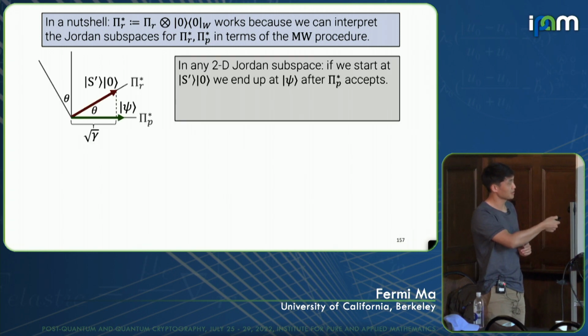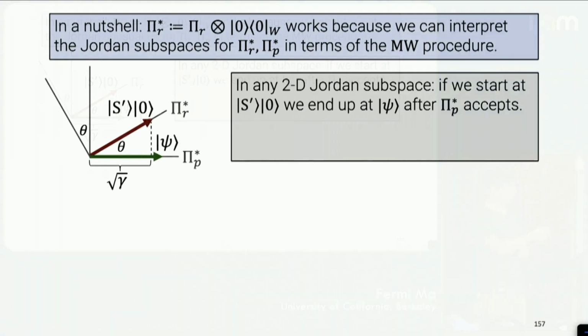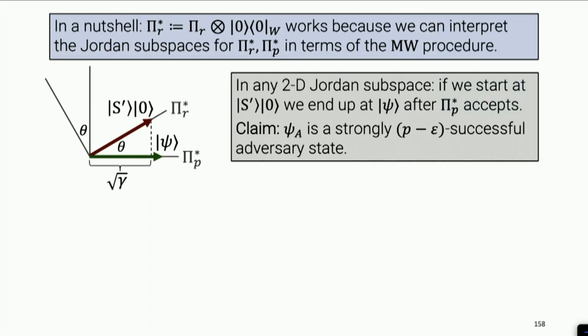And when you look at the Jordan subspaces for these projectors, having pi r star project onto 0 allows us to interpret pi p star in terms of the Marriott-Waters procedure. So the claim is that if we start at s prime 0, which is a state that's in the image of pi r star, so because pi r star projects the ancillas onto 0, any state in its image has to have the ancillas being 0. Psi is a state that you would get to in pi p star if you alternate these back and forth until pi p star accepted. You're guaranteed to be at this state if you're in the 2D subspace. Okay? So I want to understand this state.